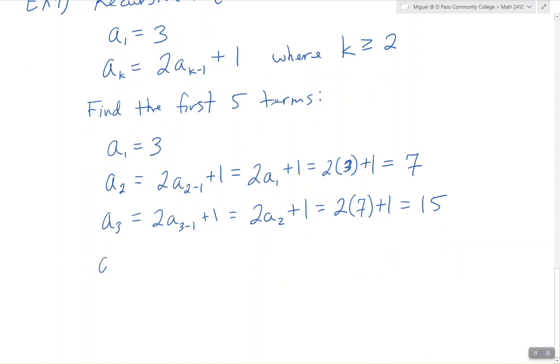Fourth term, k is 4, so this is A k minus 1. It's 4 minus 1 plus 1. This is the third term times 2 plus 1. Third term, we got 15. So this is 30 plus 1.